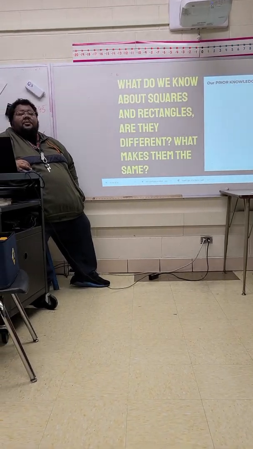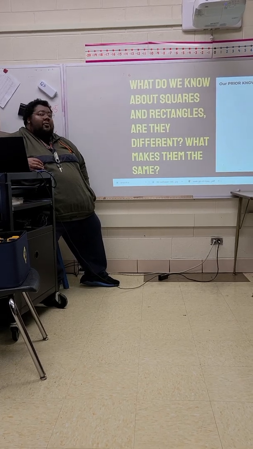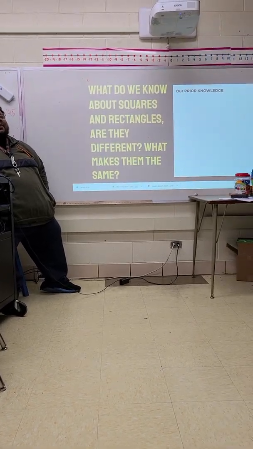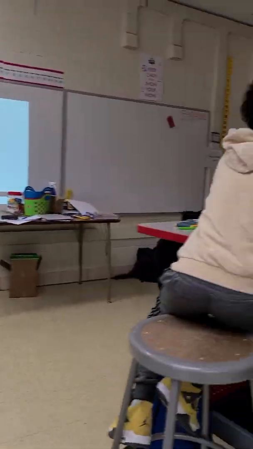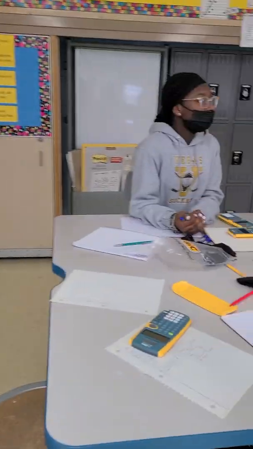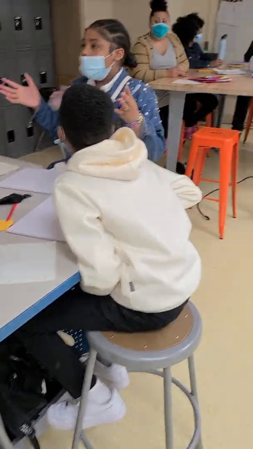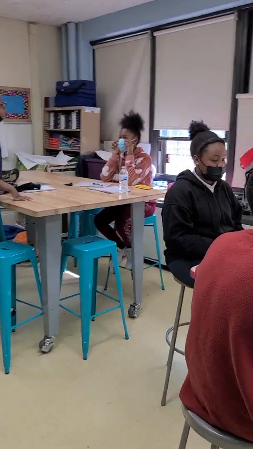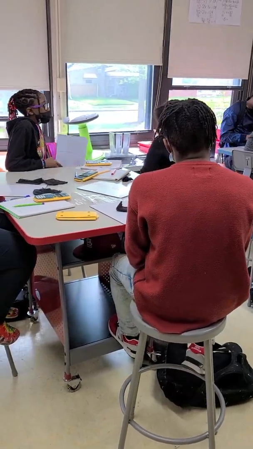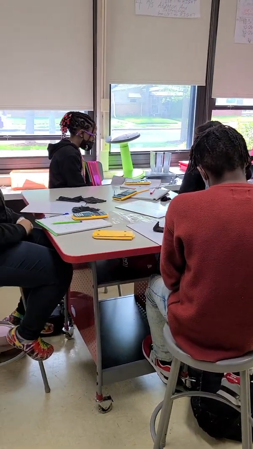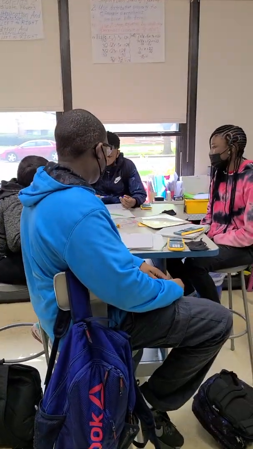So, in your groups, take a minute or two and ask yourself, are rectangles different from squares? Are they the same? What makes them different? What makes them the same? They're both four sides.